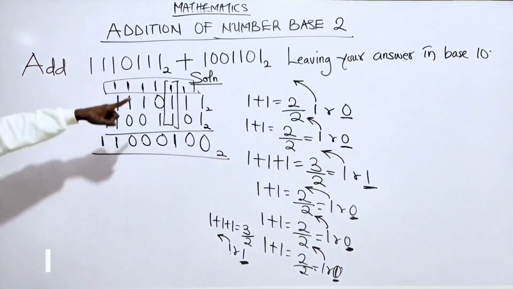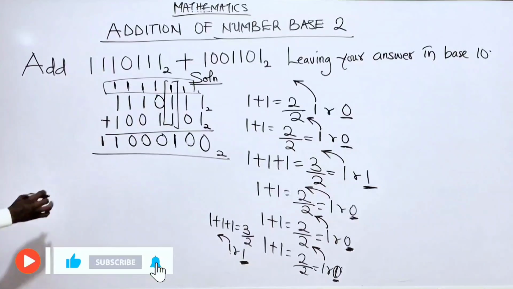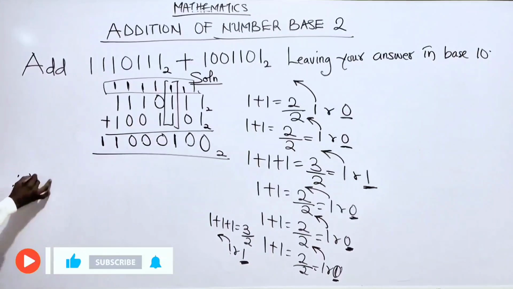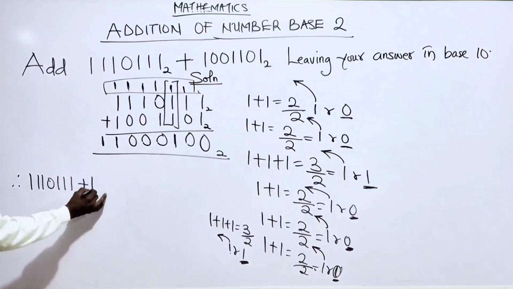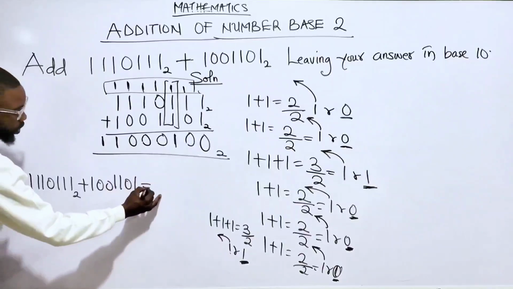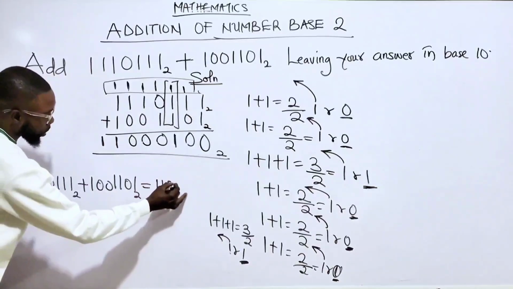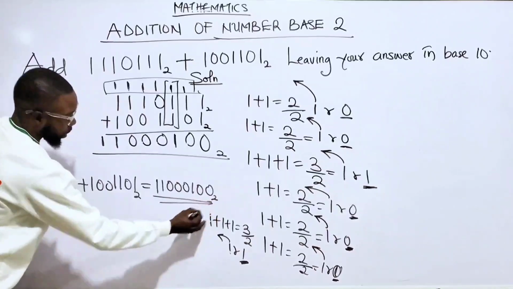So when we add this plus this, we're going to get this. So therefore, 111 base 2 plus 100 base 2 will give us 1100 base 2 as our answer.